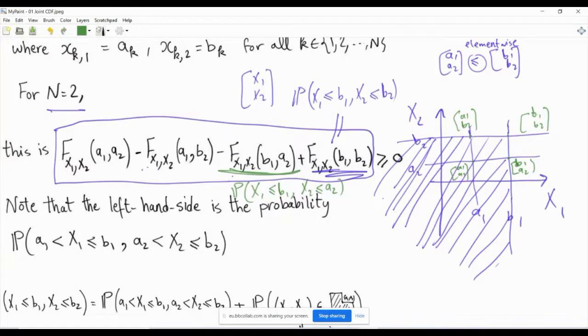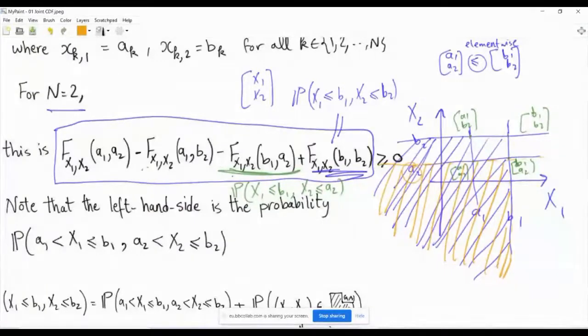So we are talking about the second random variable being less than a2. So this is a2 here. We want the second random variable to be below this line, and at the same time, we want x1 to be below b1. So this probability is basically this part here, that x2 is less than a2 and x1 is less than or equal to b1. Okay, so this is this term here.